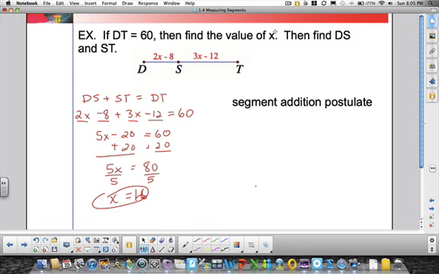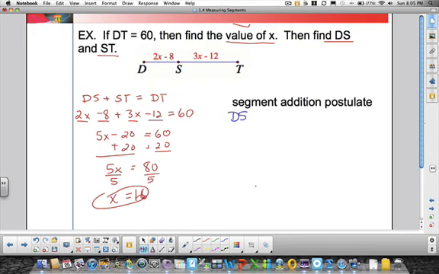Have we answered the question? We go up here, well, oh, this part, we found the value of x. Yes, but we still have to find the length of DS and the length of ST. And this is a great check because you'll be able to see if you did your work wrong or not. When you plug it in, you should make sure that your whole segment adds up to a length of 60. So let's do that.